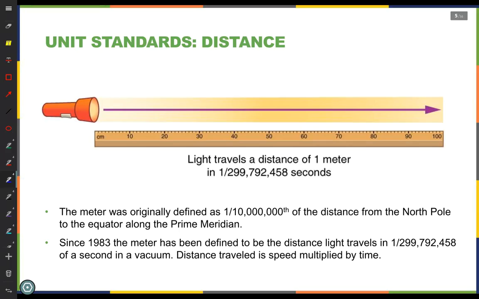The problem with that is, if you wanted to have a meter stick and see if it is correct, you would have to take that meter stick over to France where they're storing this and compare it. It's not a very useful standard.